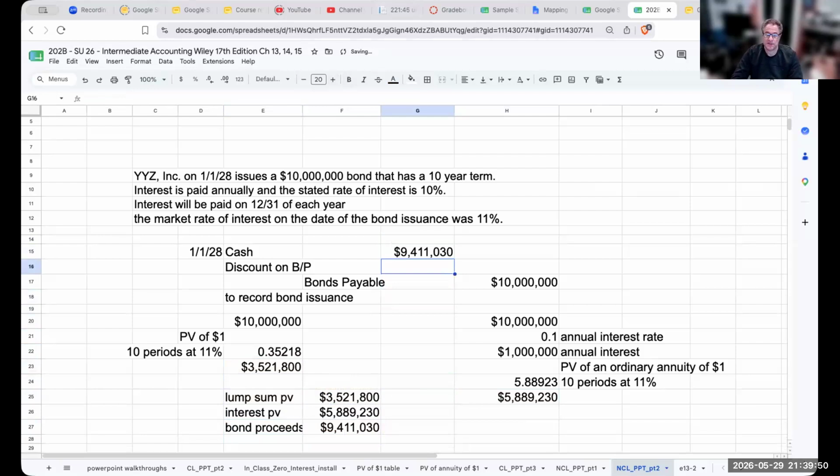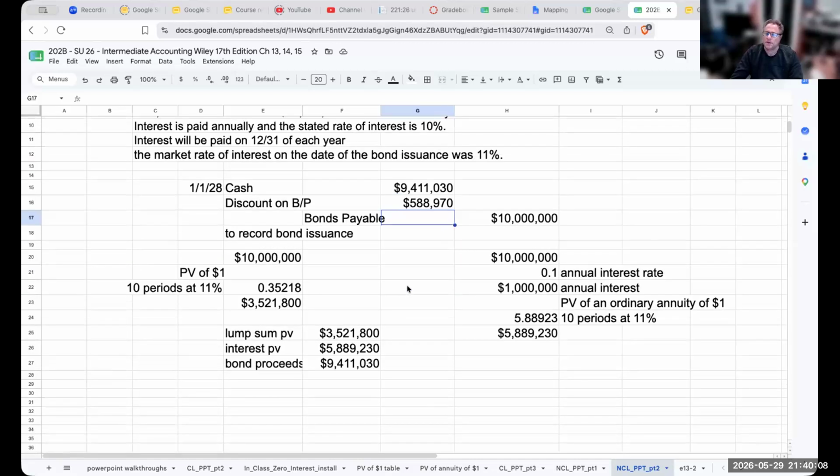This has to be less than the face amount of the bond. So if for some reason I get the same number, it means I used 10% as the interest rate, but here I know it has to be less. So coming over here, my discount on bonds payable is basically going to be $588,970. So let's now go over here and do the next things we have to go through.